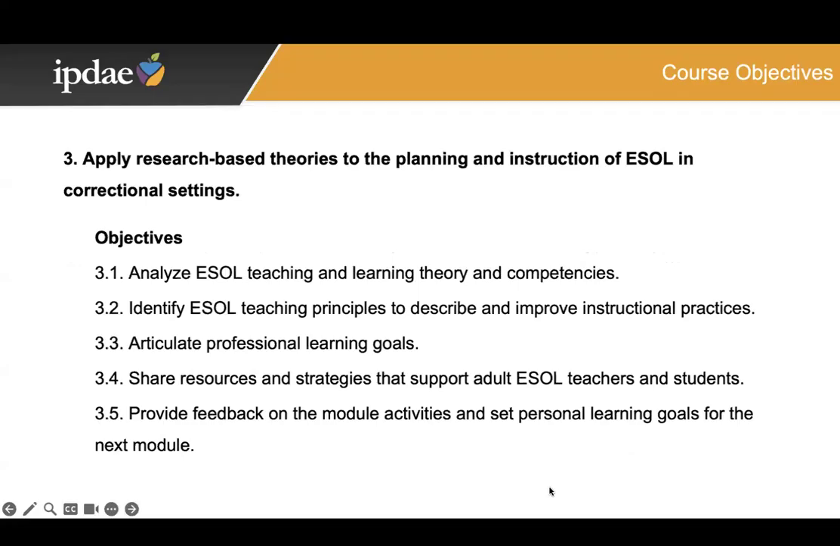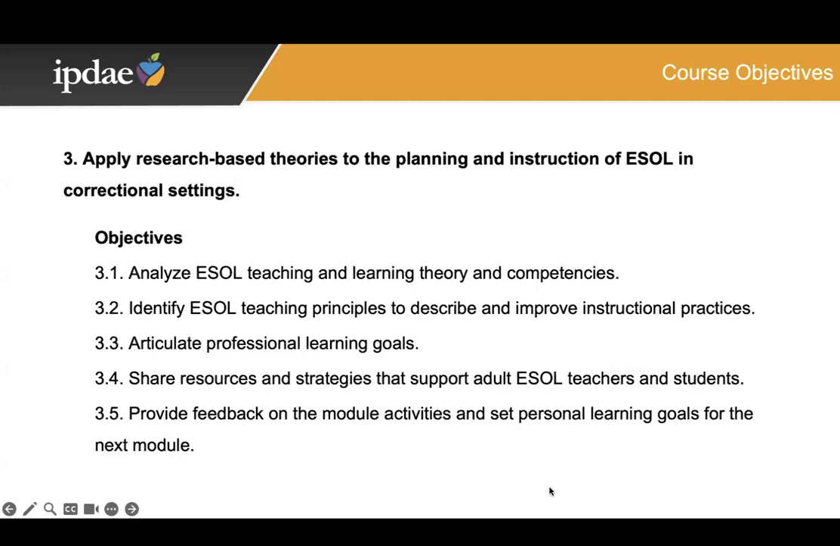Outcome 3, apply research-based theories to the planning and instruction of ESOL in correctional settings. 3.1, analyze ESOL teaching and learning theory and competencies. And 3.2, identifying ESOL teaching principles to describe and improve instructional practices. So this is where we're really getting into ESOL specific teaching, theory, and principles, right?